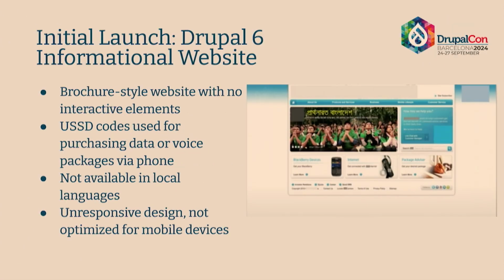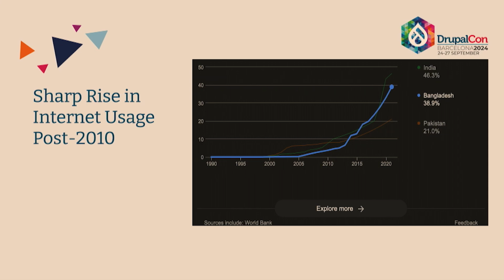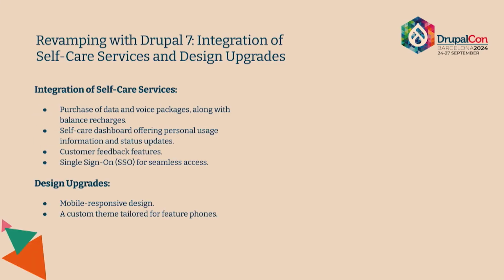The telecom company initially launched its website on Drupal 6. It was a pure informational platform, and it lacked interactive elements. The site primarily displayed products and services, along with instructions on how to purchase them via USSD codes through mobile phones. It was neither mobile responsive nor multilingual. As you can see in the graph, there was a sharp rise in internet usage post-2010, and to address this change, a revamp plan was made, and in 2014, the revamped version of the website was launched.